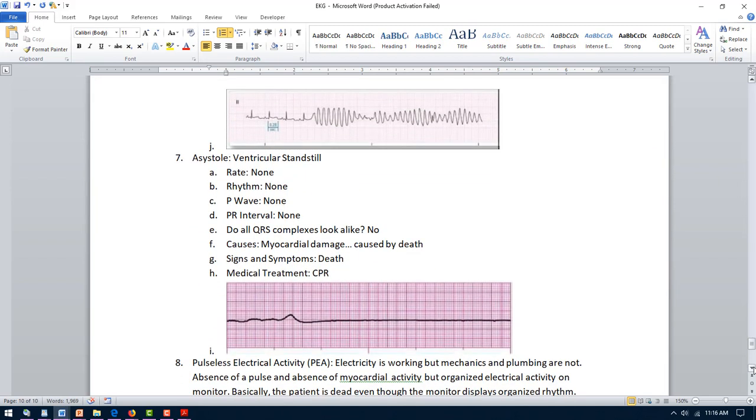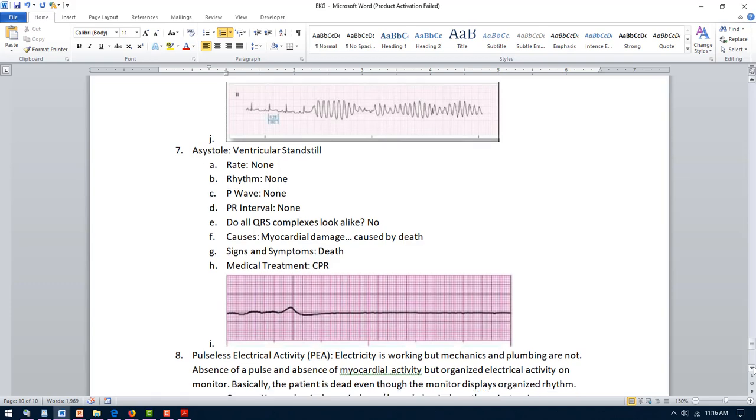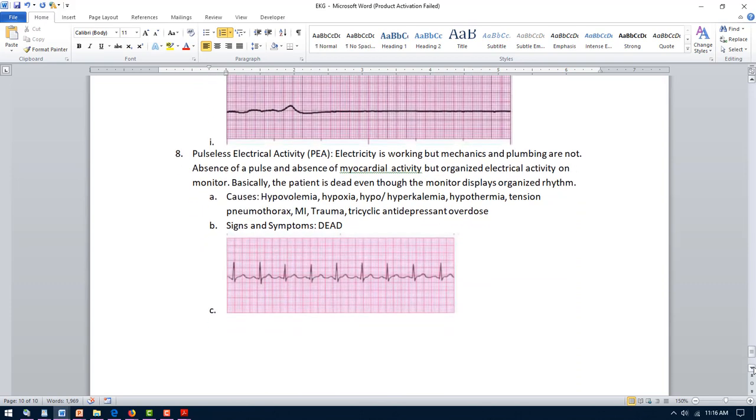Asystole. That's a straight line. There's nothing there. Signs and symptoms of asystole, they're dead. And then our last one, PEA. The strip looks wonderful. The strip looks like this person is doing great. Normal sinus rhythm. So the electricity is working in the house, but the plumbing is not. So it looks like they're doing great, but the patient is dead. There's no pulse, there's no heartbeat, nothing except for electrical activity.